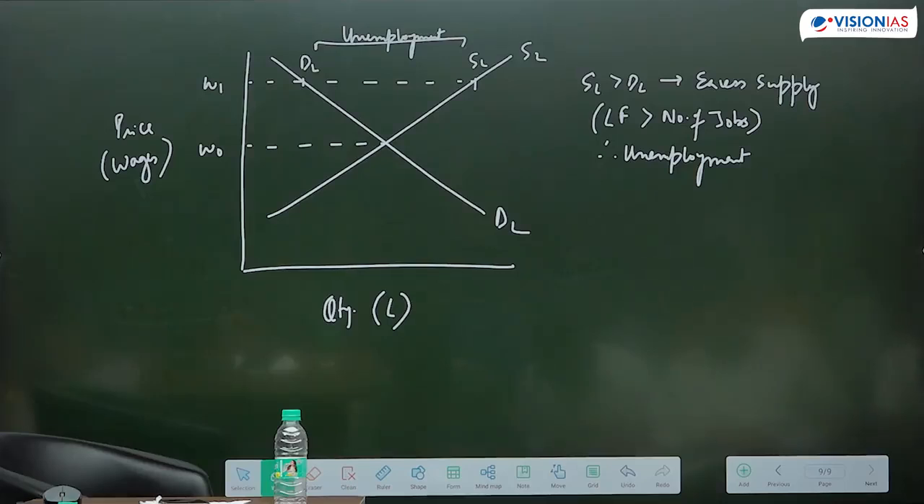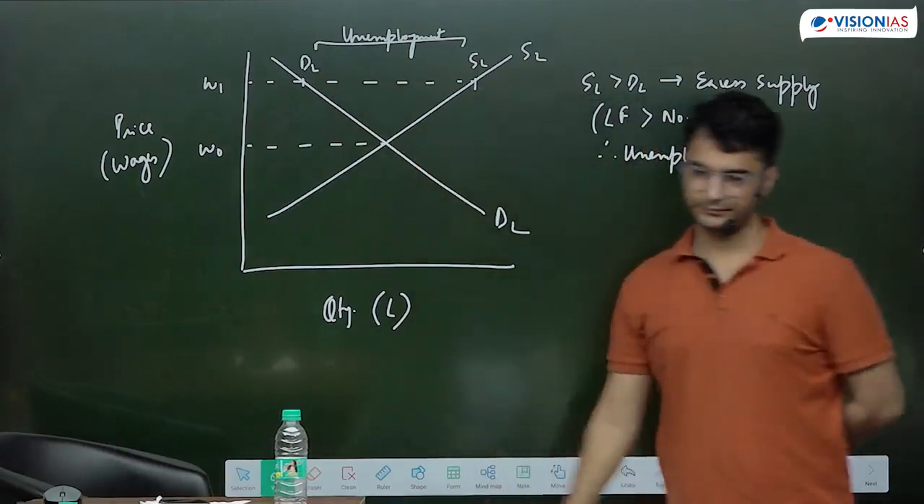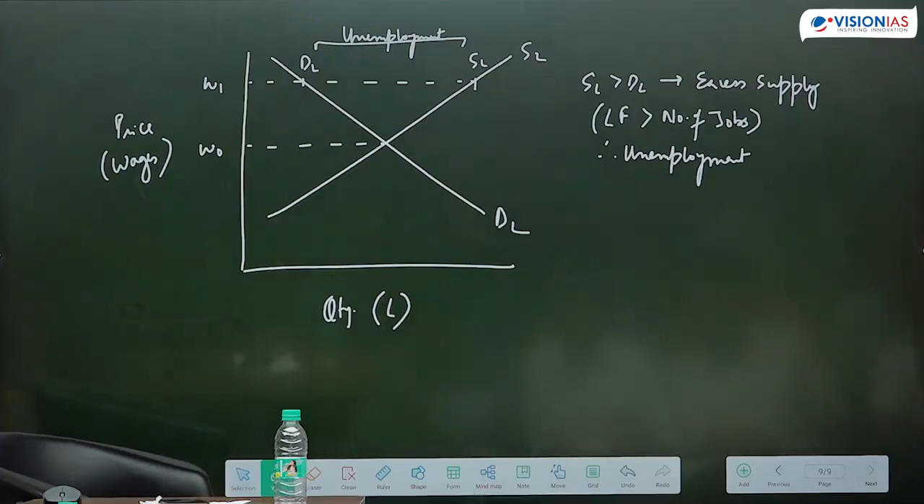Quantity L and price wages. DL, SL, mark on the two graphs, SL and DL. SL greater than DL, excess supply, in brackets LF greater than number of jobs, therefore unemployment. Write this upper part as unemployment, the difference as unemployment. Done, everyone has made it.